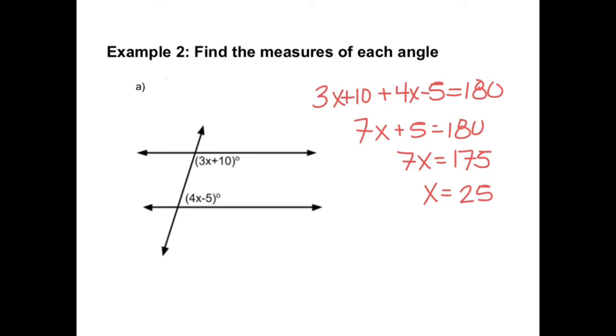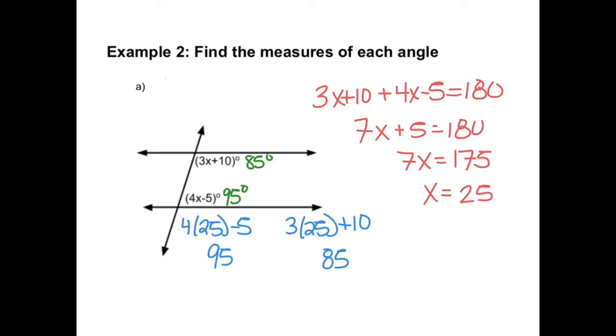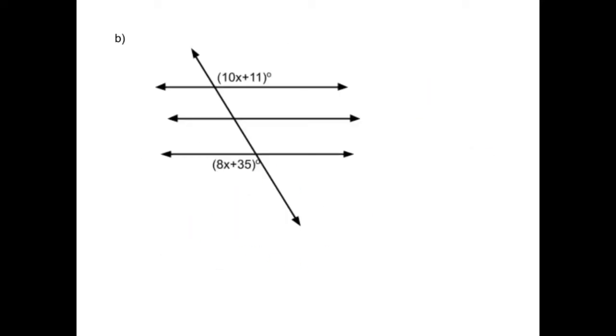So using my algebra skills, here's 3x plus 10 plus the 4x minus 5 equals 180, because they are supplementary, because they are same side interior angles. Combine like terms, start solving. X equals 25, so now I'm going to go ahead and plug in the 25 into each of these locations and find the actual measures of each angle. So plugged it in, simplified. The bottom angle here is 95 degrees, the top angle is 85 degrees.